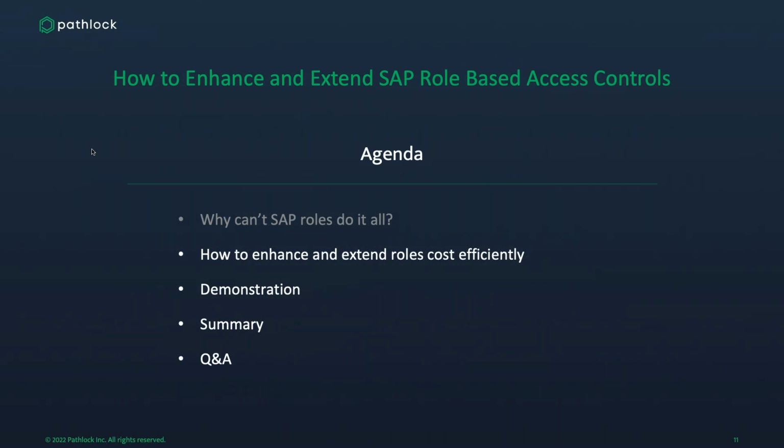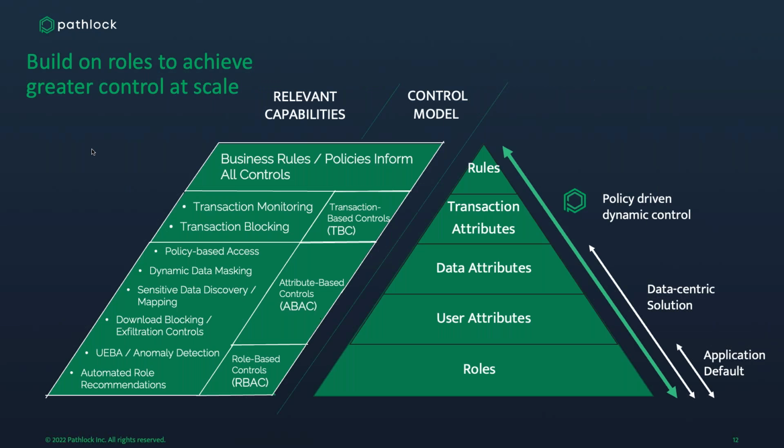So going back to the agenda, I'm going to move on and talk about how we can enhance and extend roles cost effectively. So when we really shift, you've got to be able to build on the roles to achieve greater scale in controls at that particular layer. There's a lot going on in this particular slide. So what we're really talking about here, I'm going to go to the pyramid on the far right side. When you move up that pyramid, it's going to give you more and more finite controls inside of your application set. So when you think about it, SAP starts with the roles that we have now.